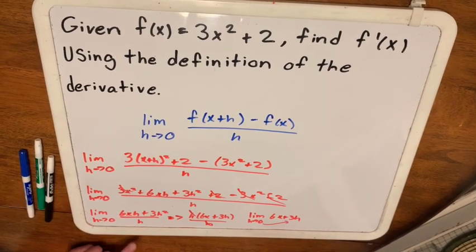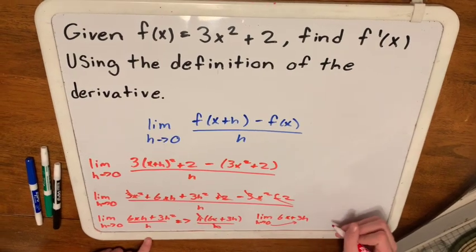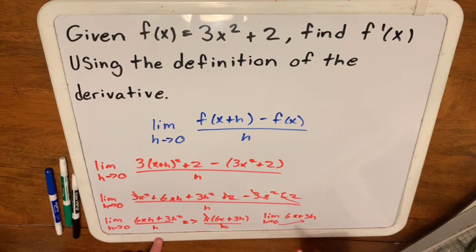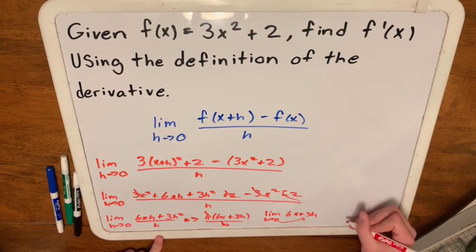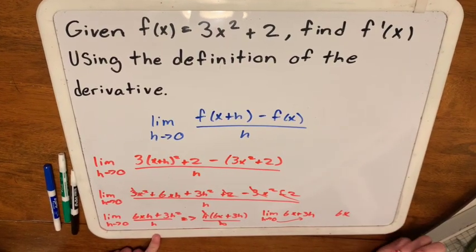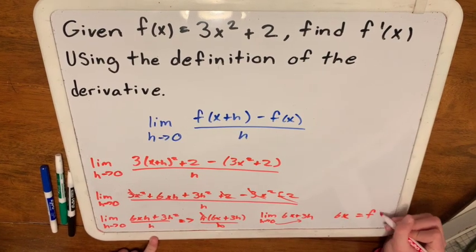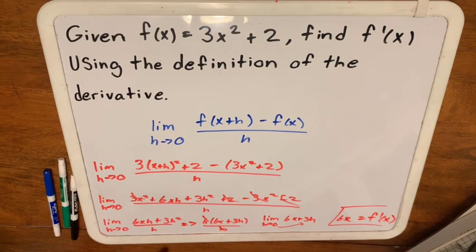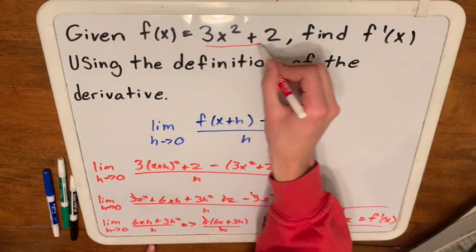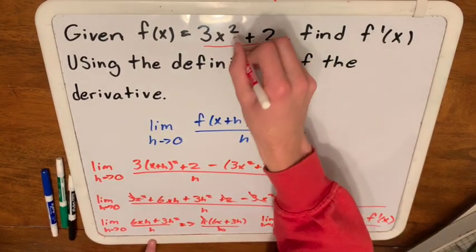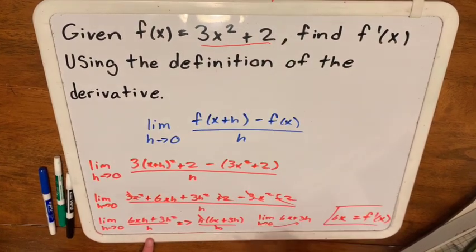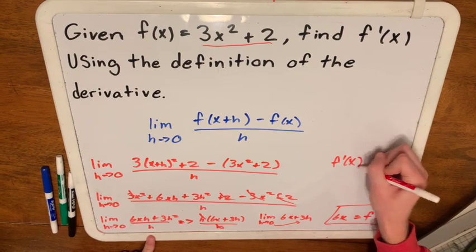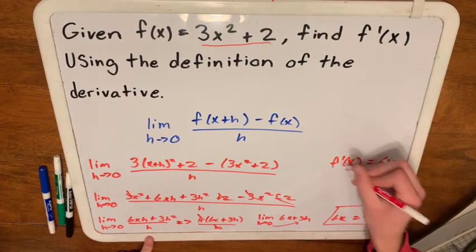0 times 3 is 0. So our limit as h approaches 0 is just going to be 6x, which is our f prime of x. We can check that using our power rule. If we look here at 3x squared plus 2, we can just bring the exponent down and subtract one, the 2 goes to 0, and f prime of x according to our power rule is also 6x.